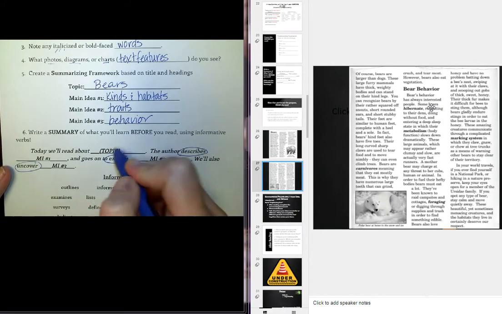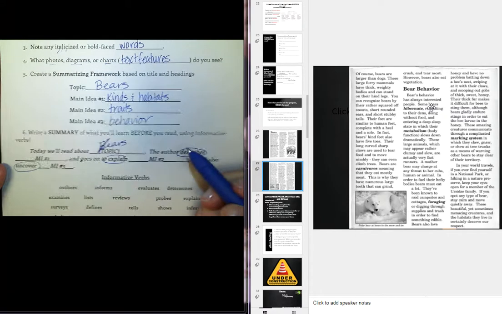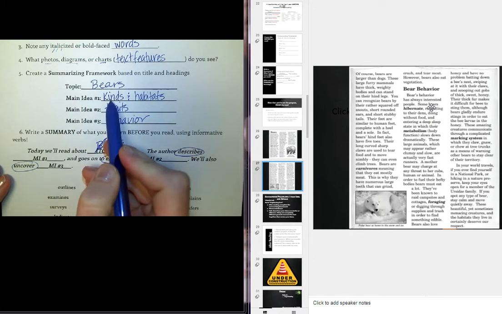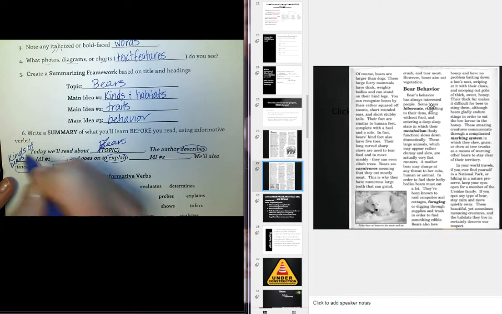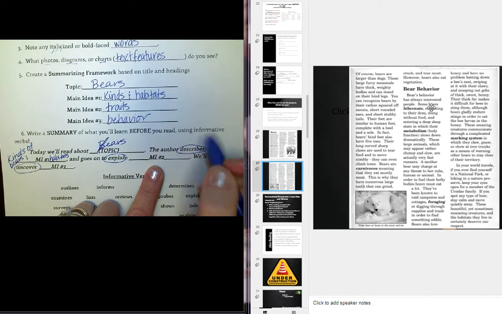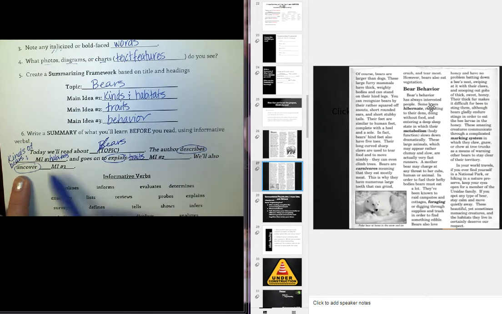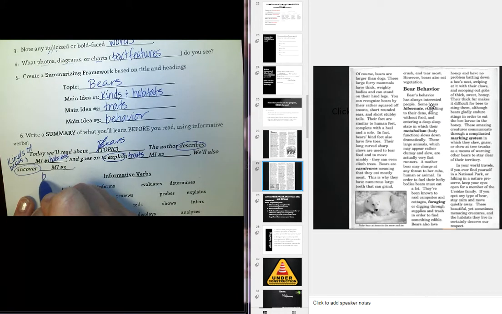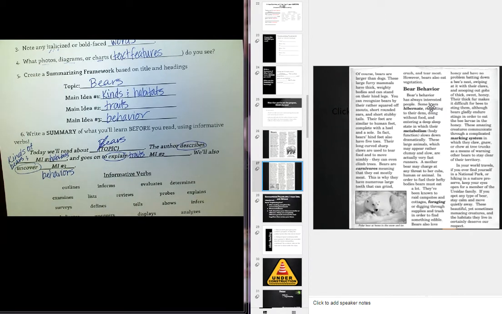Today, we will read about, my topic was bears. We'll read about bears. Should be lowercase. The author describes, my main idea, kinds and habitats, kinds of bears and habitats. Then goes on to explain, main idea number 2, traits. We'll also uncover, third main idea, behavior or behaviors. Okay? So that's my paragraph, guys.